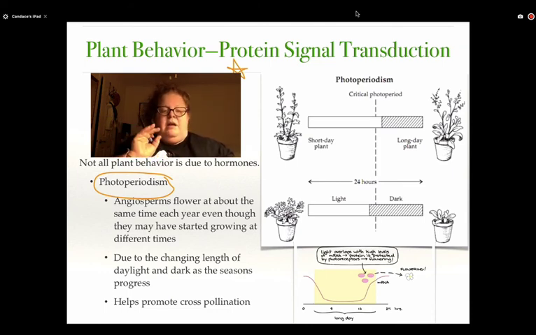So you might notice that in flowering plants, even though those plants did not start growing at the same time, you could have planted them on completely different months, but certainly completely different days from seed, they'll flower at the same time. Okay. This is because it's an advantage for the plant for that to happen, because it promotes cross-pollination between the plants. And so what's happening here is there are photoreceptors in the plant cells. They're detecting the change in the length of daylight and dark as the seasons progress.